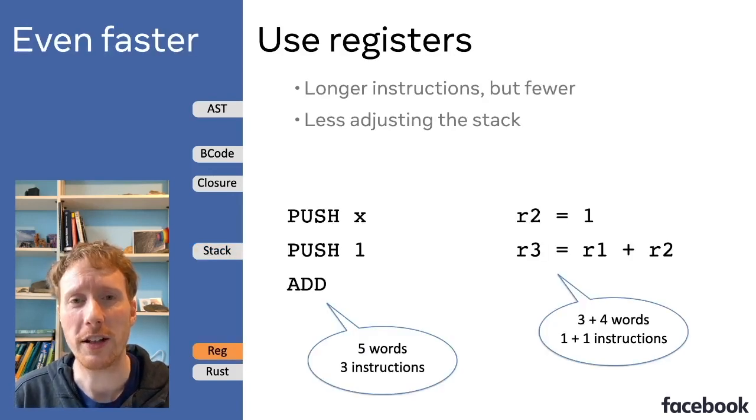Can we go any further? Well, yes, we can switch to registers. And if you look at the lozenges, we can see that the register approach is almost as fast as the native Rust. So let's think of what the trade-off is here.